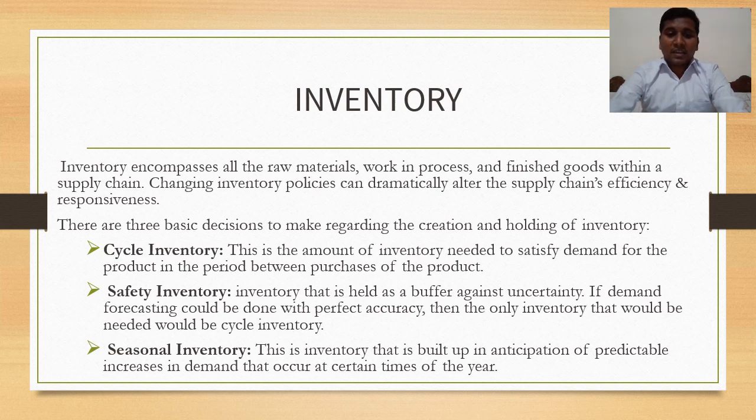Safety inventory is held as a buffer against uncertainty. If demand forecasting could be done with perfect accuracy, then the only inventory that would be needed would be cycle inventory. Seasonal inventory. This is the inventory that is built up in anticipation of a predictable increase in demand that occurs at a certain time of the year.